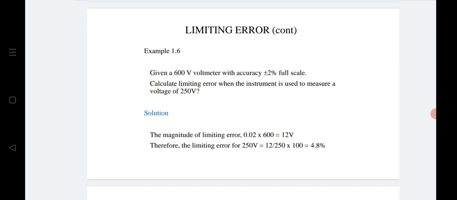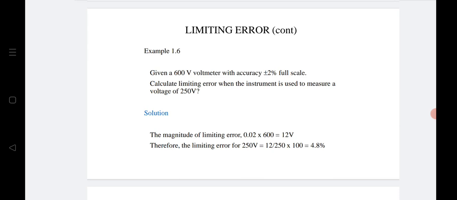What is the accuracy saying? Plus or minus 2% of full scale deflection. So first I need to calculate the magnitude of the limiting error. How are we going to calculate it? The full scale deflection is 2%. 2% means 2 by 100, which is 0.02. That value should be multiplied with the voltmeter full scale. What is that full scale value? That is 600 volts. So you multiply 0.02 into 600, which gives us 12 volts. So this 12 volts is the magnitude of the limiting error.